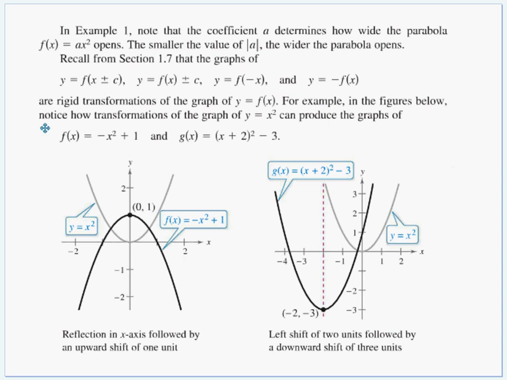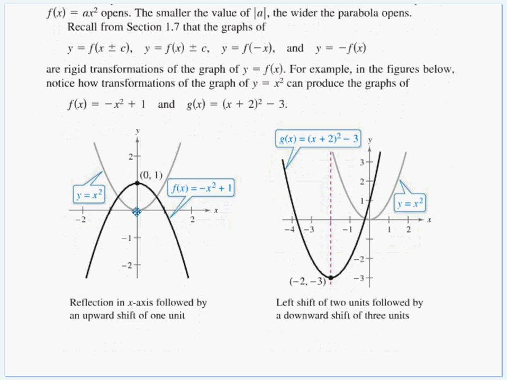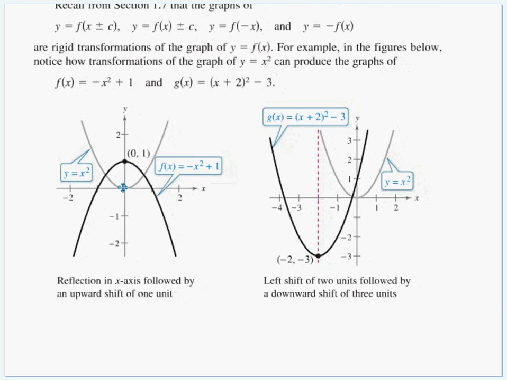For example, in the figures below, notice how the transformation of our graph x squared can produce the graph of negative x squared plus 1. So we want to do those transformations, especially make sure you do them in the right order. Remember the old high school order. Like here, the light gray graph is x squared, but we're going to make it negative x squared, and we're going to add 1.